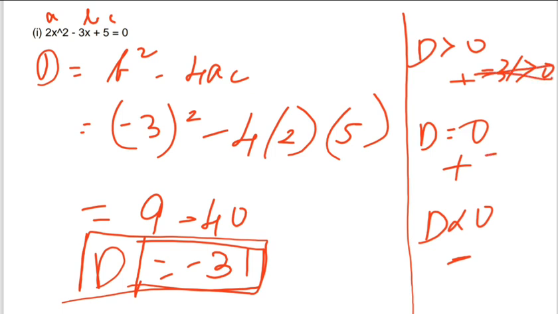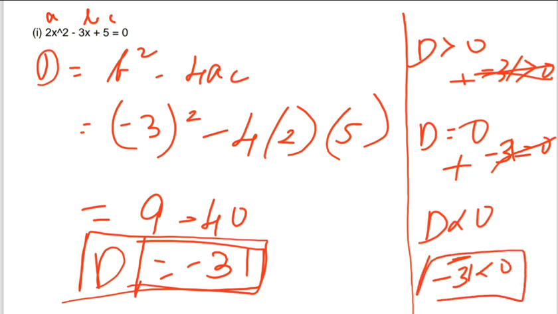D is equal to 0. Is minus 31 equal to 0? Yes or no? No, it is wrong. Minus 31 cannot be equal to 0. So minus 31 is less than 0. So the third condition is satisfied. D less than 0 means no real roots. So there are no roots for this given equation, and there is no need to find the zeros. Let's go to the second one.